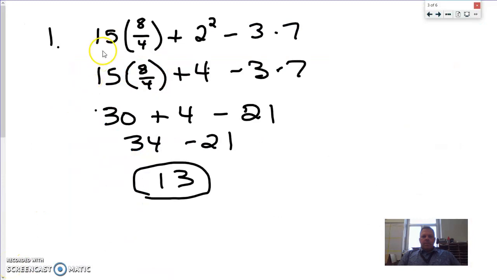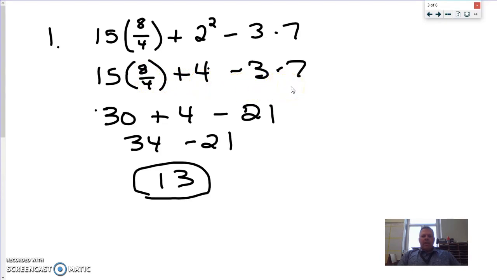Our next example is 15 times 8 over 4 plus 2 to the second power minus 3 times 7. You can see the order that I did this. We know that parentheses, there's really not a whole lot to do. You could have done 2 here if you'd liked, but this is also a multiplication problem. So I did the exponent first and got 4. 2 to the second is 4. So I have 15 times 8 over 4 plus 4 minus 3 times 7.